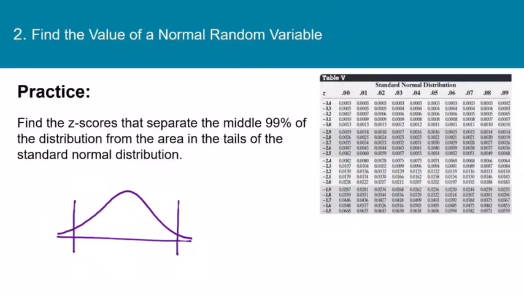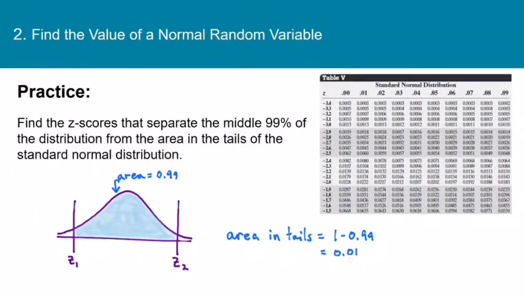This time I need two z-scores, and I know that the area between the z-scores is 99%. Now if the area in the center is 0.99, then the complement of that is what's in the tails. See, the only thing that's unshaded is what's in the tails. So 1 minus 0.99 is 0.01. That's the area in both tails together. So the area in each tail, since there are two, is 0.01 divided by 2. So the area in each tail is 0.005. That's the area that I want to find the z-score for.